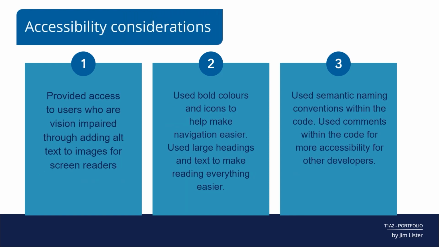Accessibility considerations. Provided access to users who are vision impaired through adding alt text to images for screen readers, use bold colors and icons to help make navigation easier, use large headings and text to make reading everything easier, use semantic naming conventions within the code, use comments within the code for more accessibility for other developers.